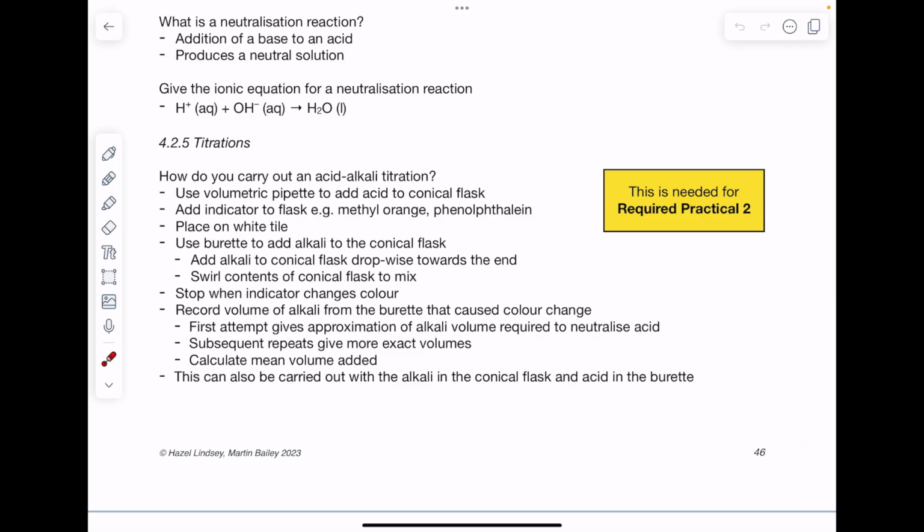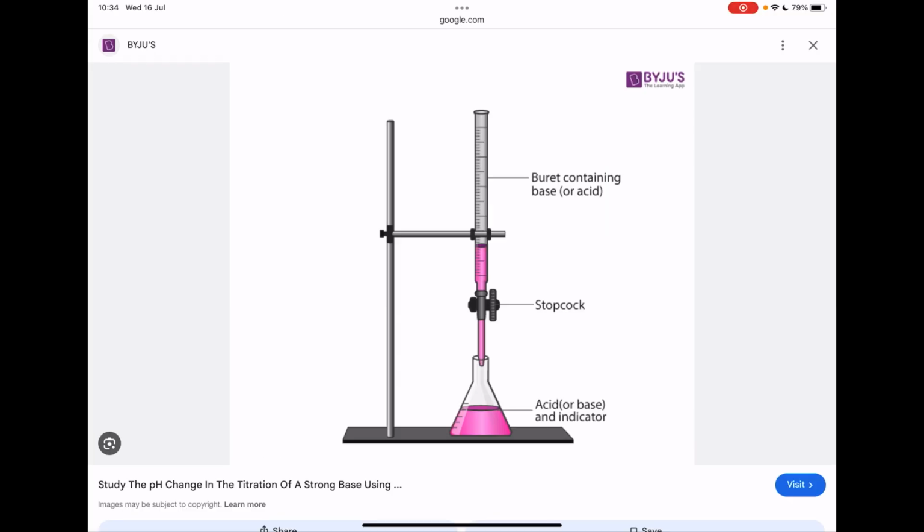Let's now discuss titrations. Now, a titration is used to find the concentration of either an acid or alkali. And so what you do is you use a pipette to add a known volume of either the acid or alkali to a conical flask, as we see at the bottom here, and that substance will be the one that we know the concentration of.